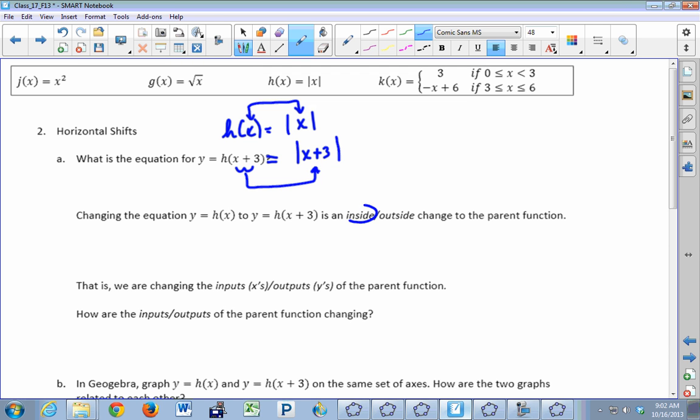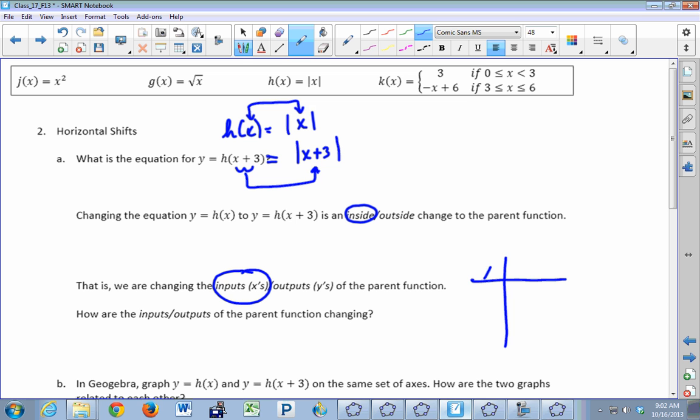We're now inside. All right, so we're doing an inside change versus an outside change. That is, we are changing the inputs, or the x values, of our function, not the outputs anymore. So here's a really important question. How are the inputs changing? So how would you answer that?